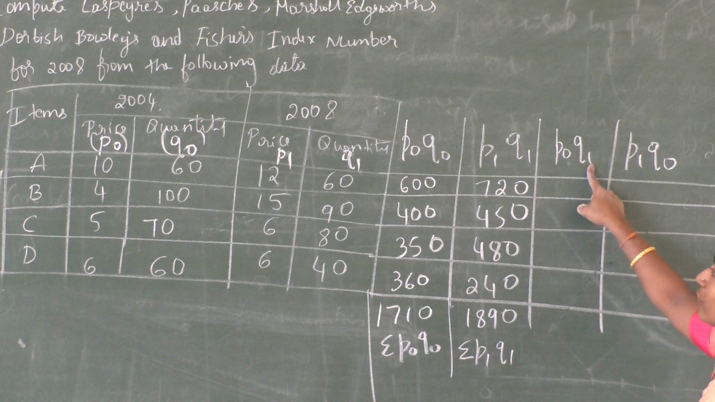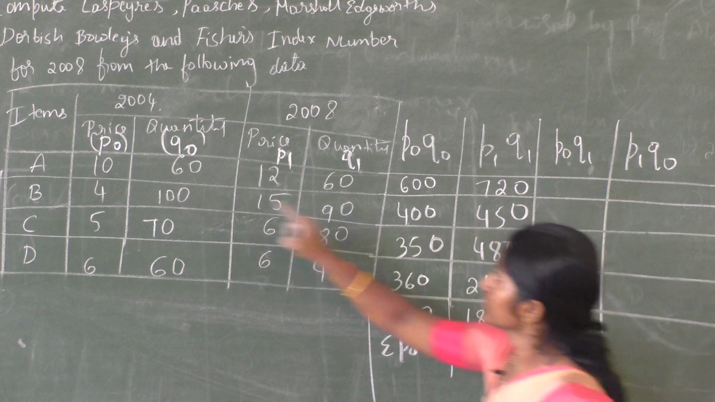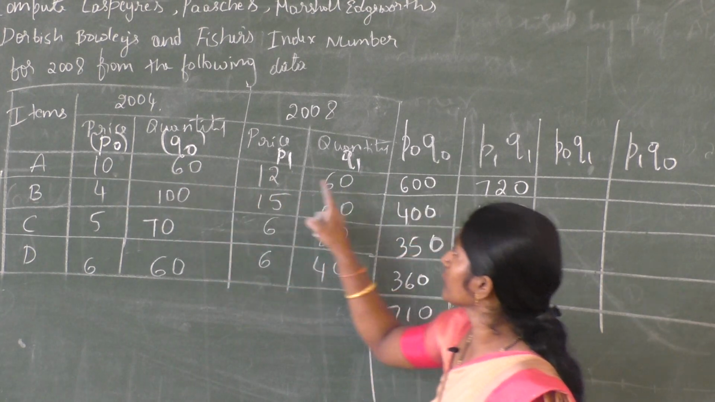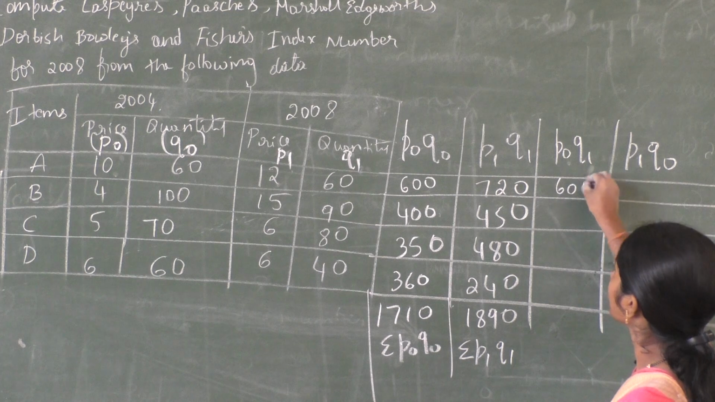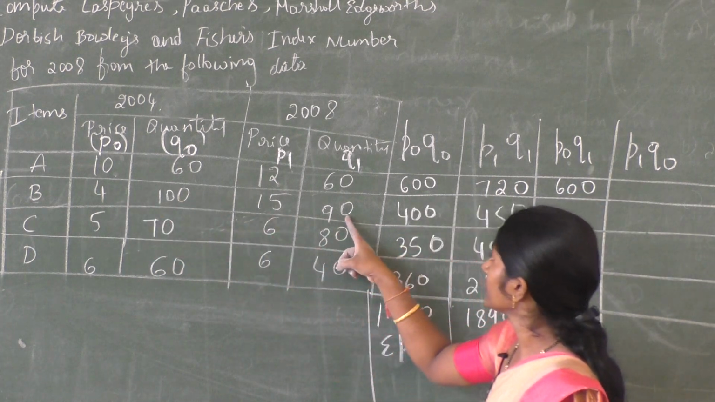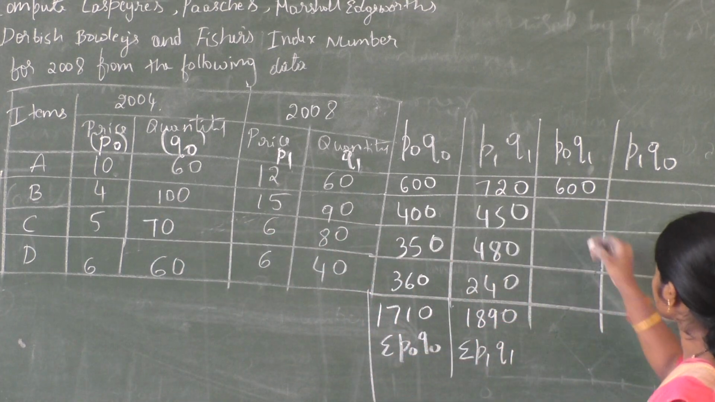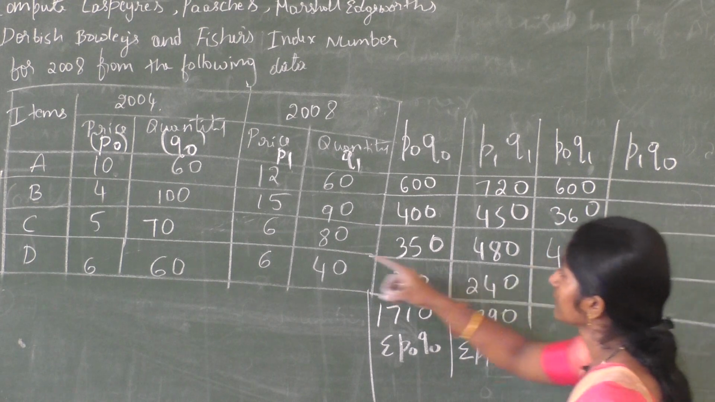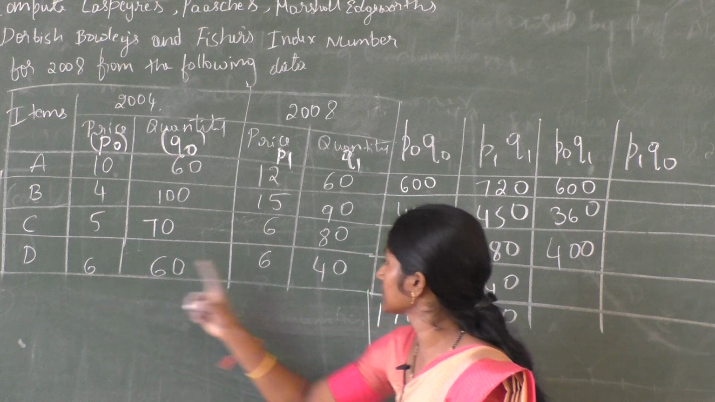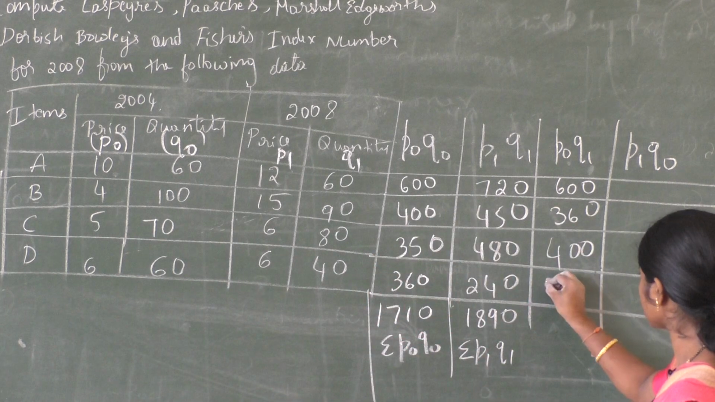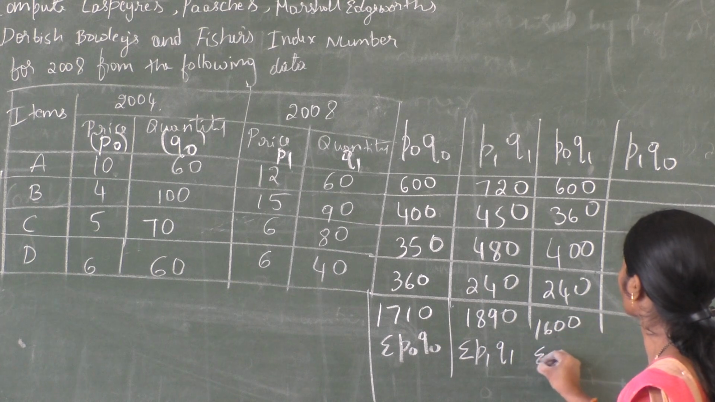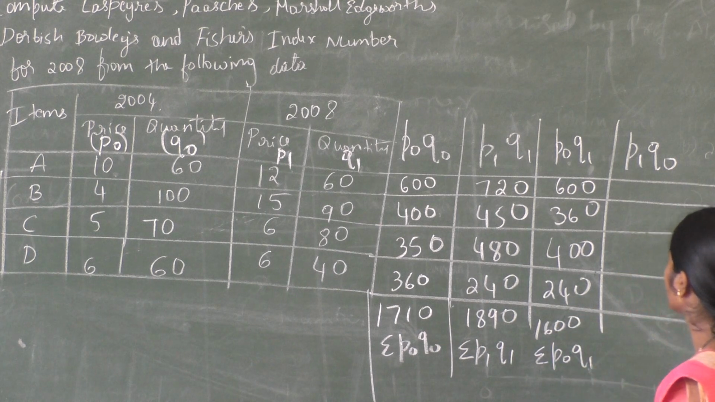Next, P0 Q1. 10 into 60, 600. 4 into 90, that is 360. Next, 400. 5 into 8, then 6 into 40, that is 240. Our answer, 1600. This is the total value of P0 Q1.